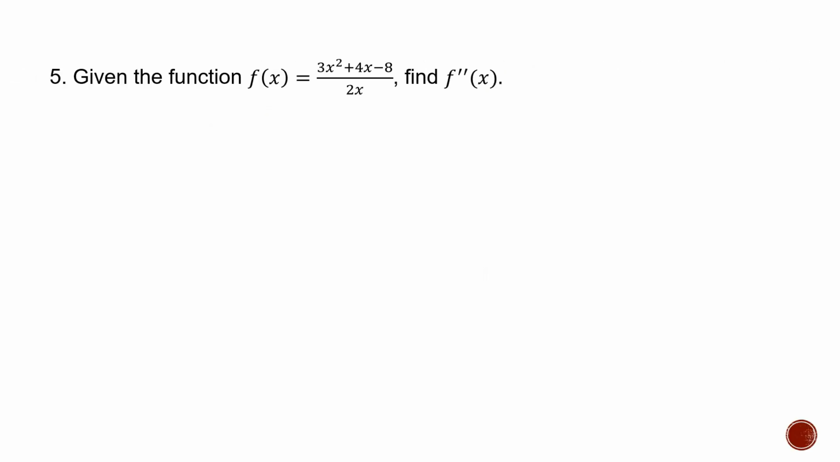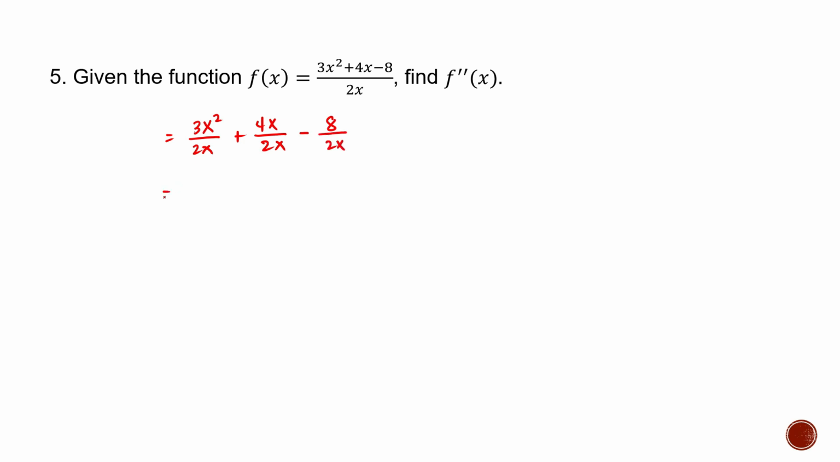Fifth example. Second derivative of (3x squared plus 4x minus 8) all over 2x. I don't want to use the quotient rule, so what I'm going to do is this. I'll separate this into three terms: 3x squared over 2x plus 4x over 2x minus 8 over 2x.